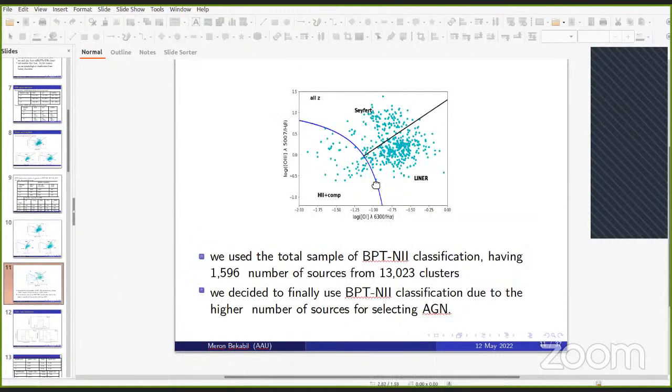And this one is for the oxygen 1 line that I did, which has fewer sources. So I prefer to use the one with the highest number of sources, which is 1,596 sources from 13,023 clusters. Finally, we decided on the BPT of the nitrogen 2 line, which classifies the sources so we can go further to study more about the properties of the AGNs in my statistical sample.